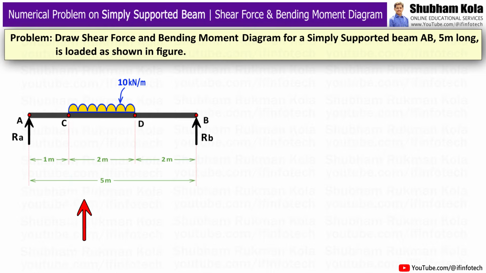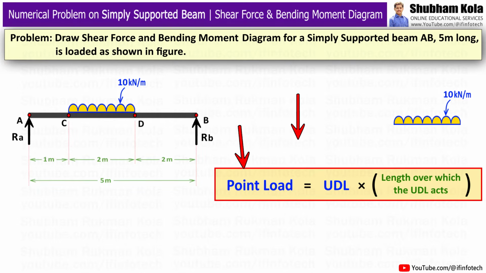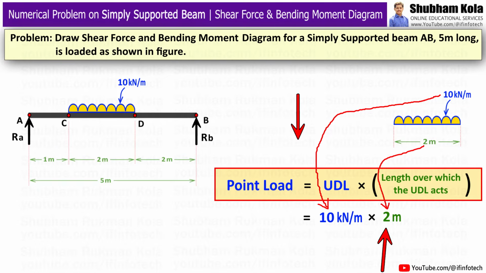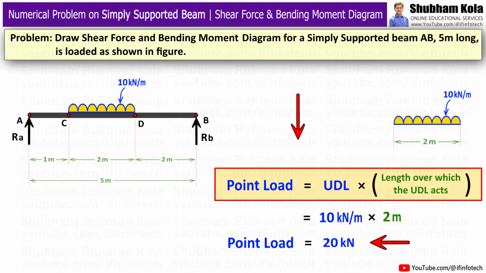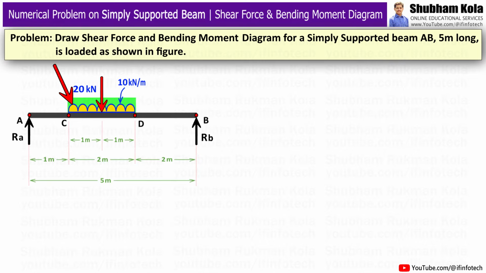So for solving this numerical problem, first we have to convert this uniformly distributed load into point load. So to convert this, I will multiply this UDL value with the length over which this UDL acts. So here I will get the converted point load of 20 kN. Now this converted point load will be acting on the midpoint of the UDL distance.